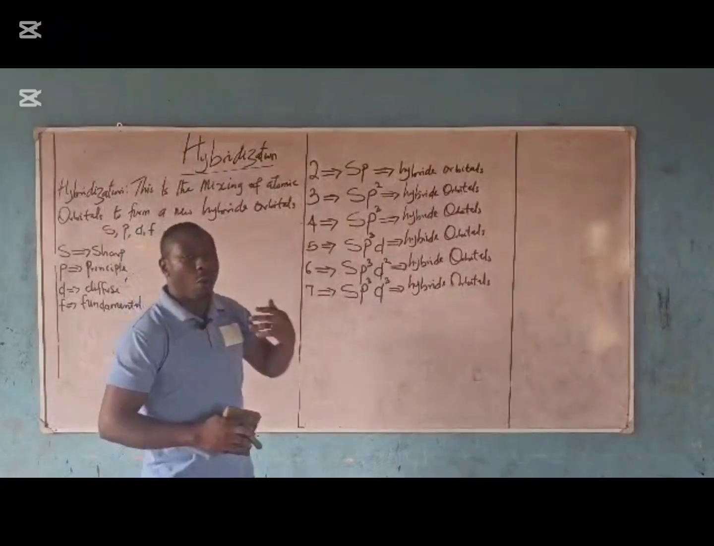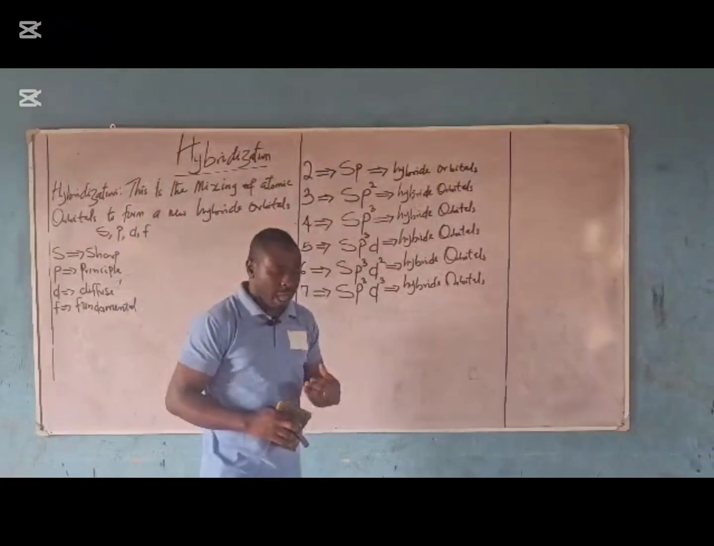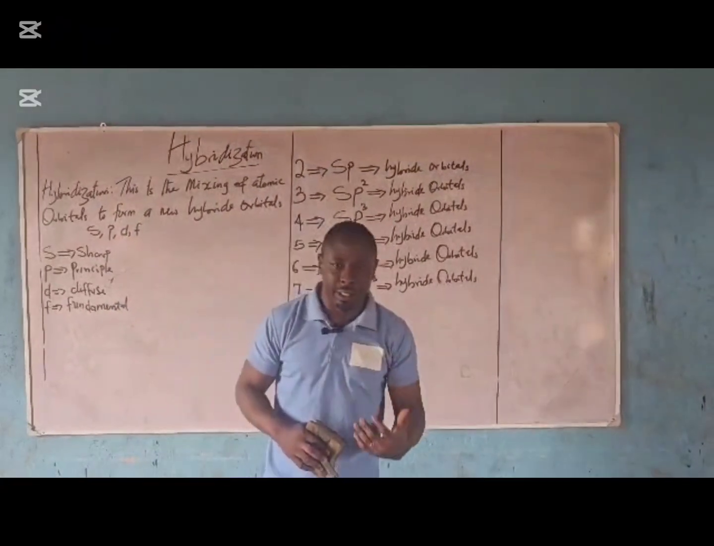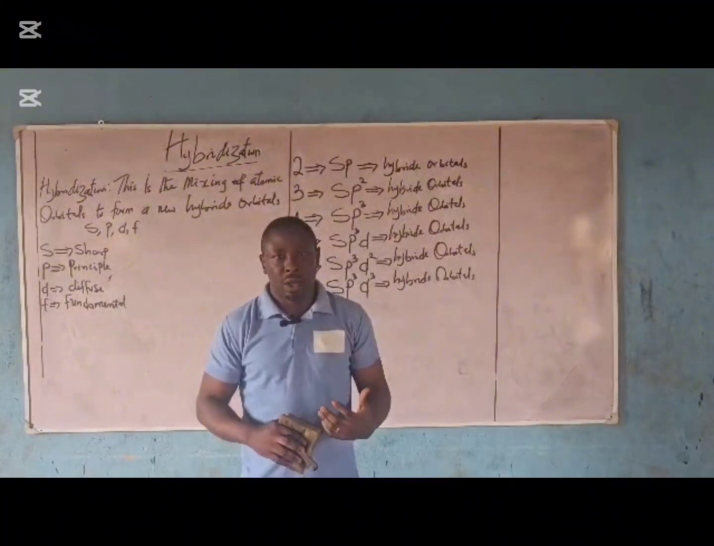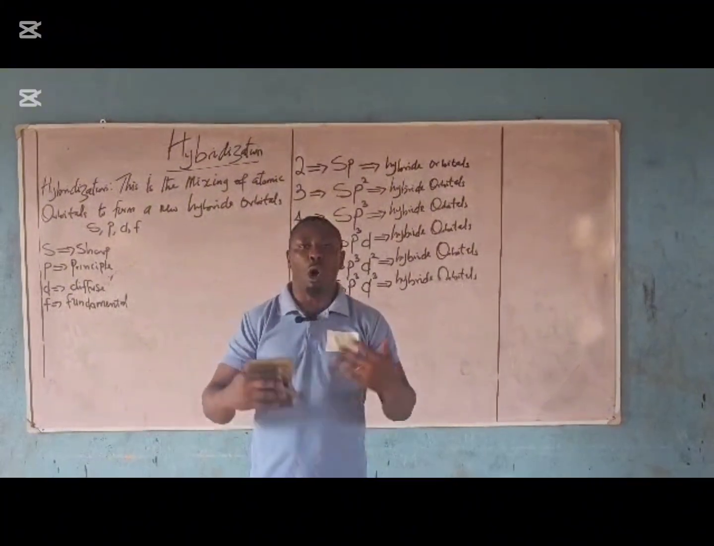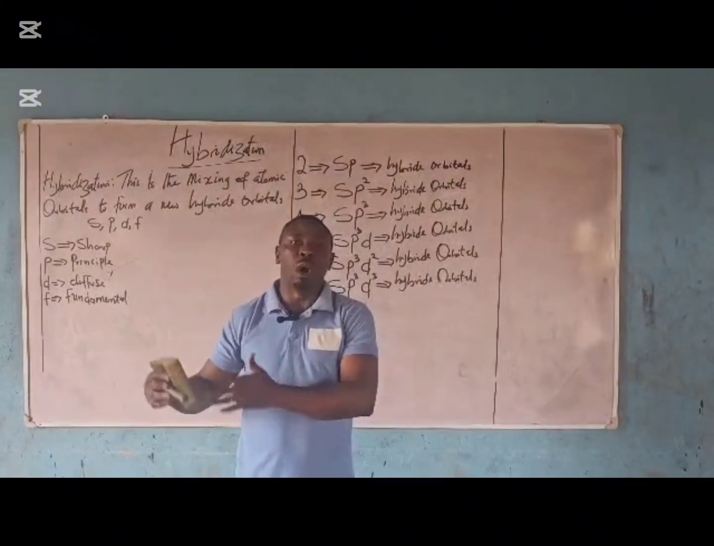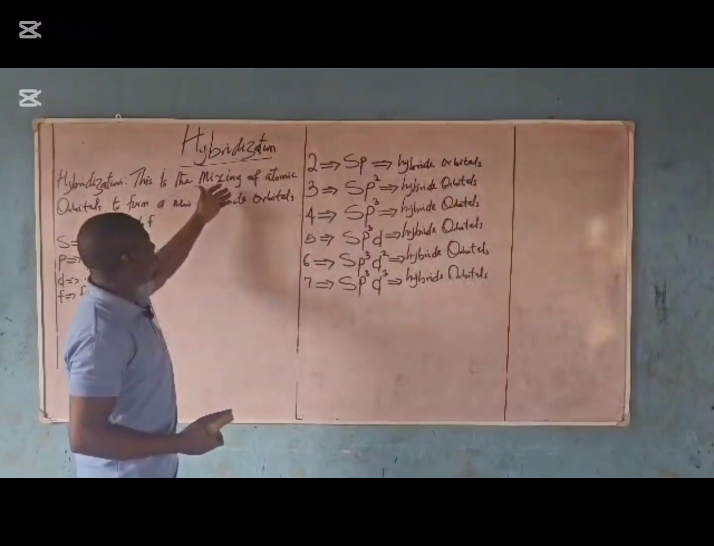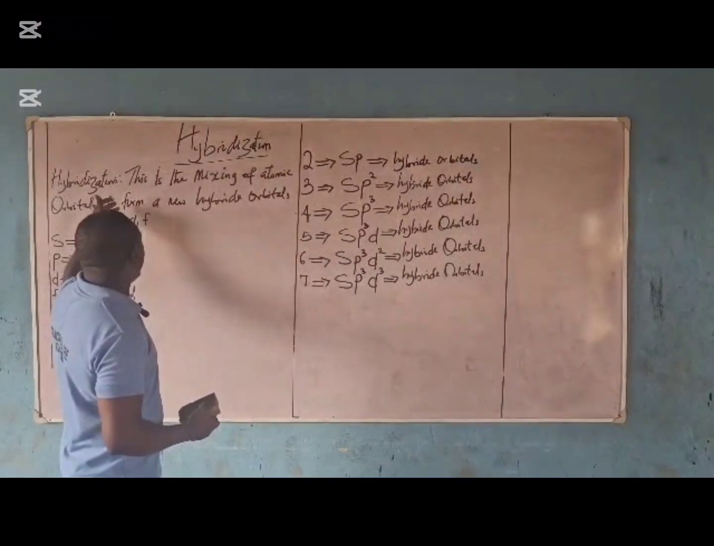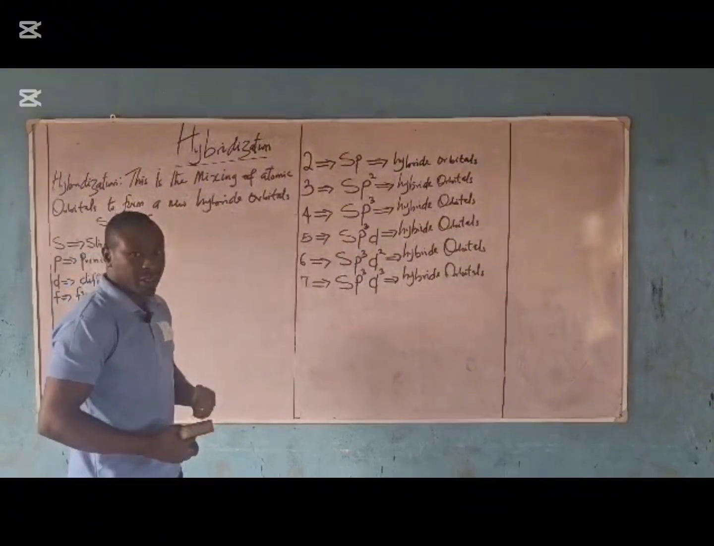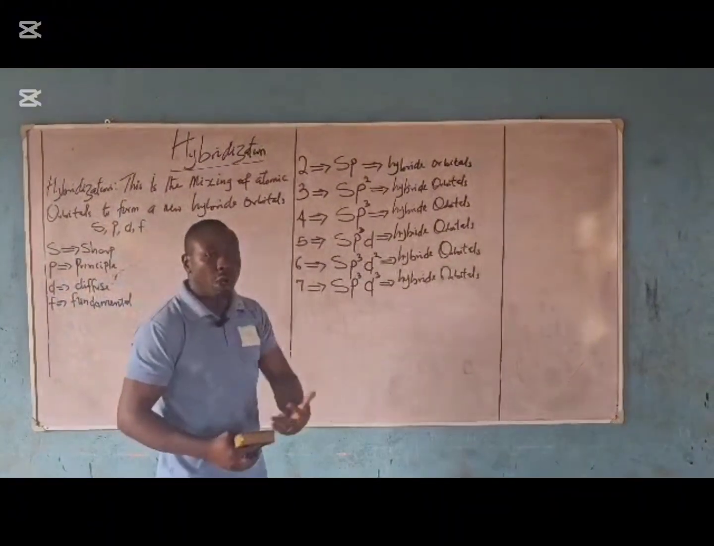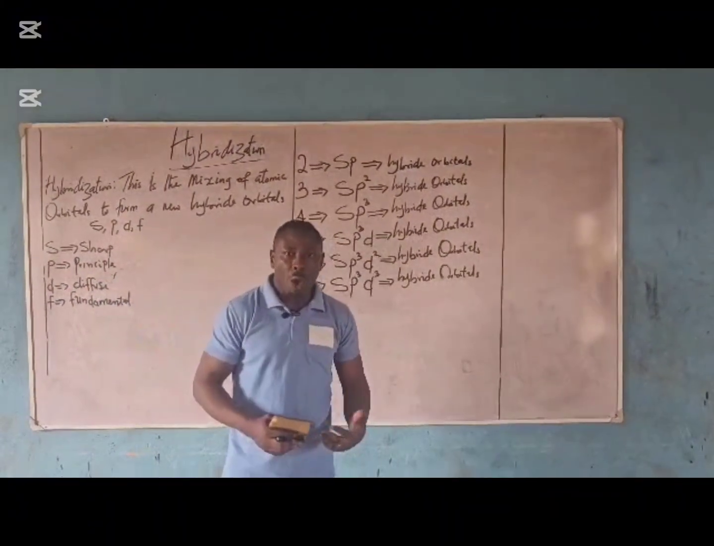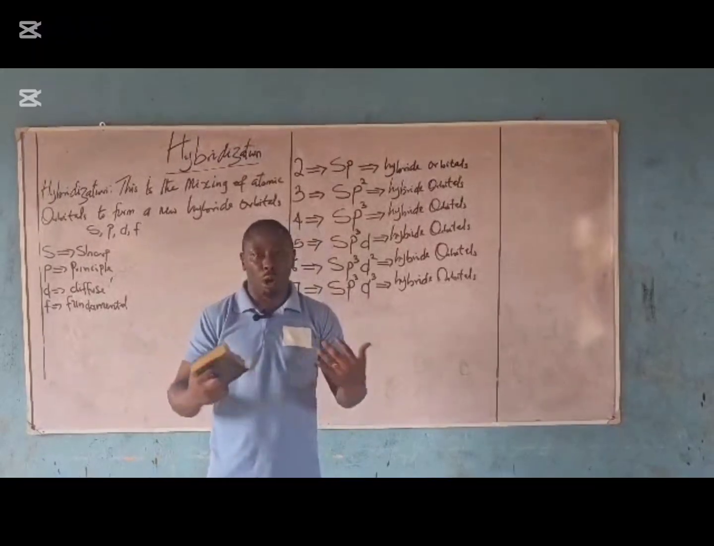Today, I'll be teaching on a topic called hybridization. Now, what is hybridization? Hybridization is the mixing or blending or the union of two or more orbitals to form new hybrid orbitals. You can see from the board, this is the mixing of atomic orbitals to form new hybrid orbitals. Or you can say the union of two or more orbitals, or the blending of two or more orbitals.